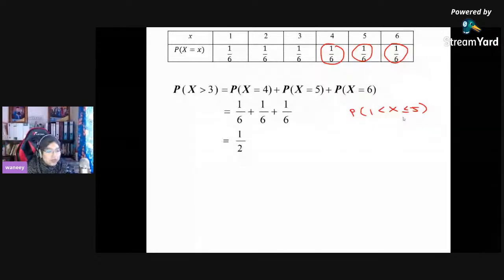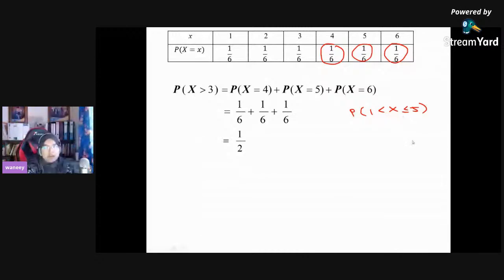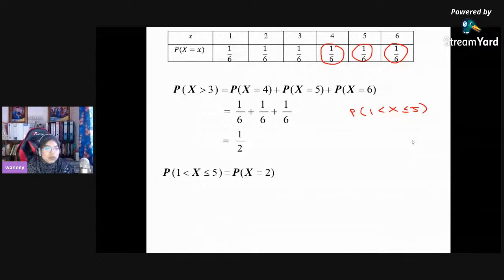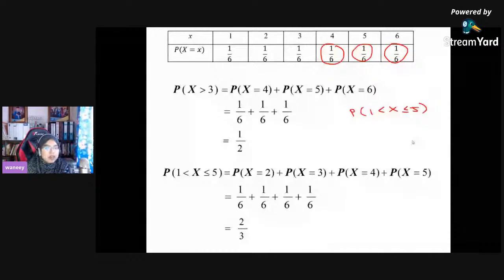Okay, firstly, we're going to list down what x is such that it is greater than 1 and less than or equal to 5. So we are going to start with x equal to 2, plus x equal to 3, plus x equal to 4, plus x equal to 5. And then you're going to do 1 over 6 plus 1 over 6 plus 1 over 6 plus 1 over 6. So altogether it is simply 2 over 3.